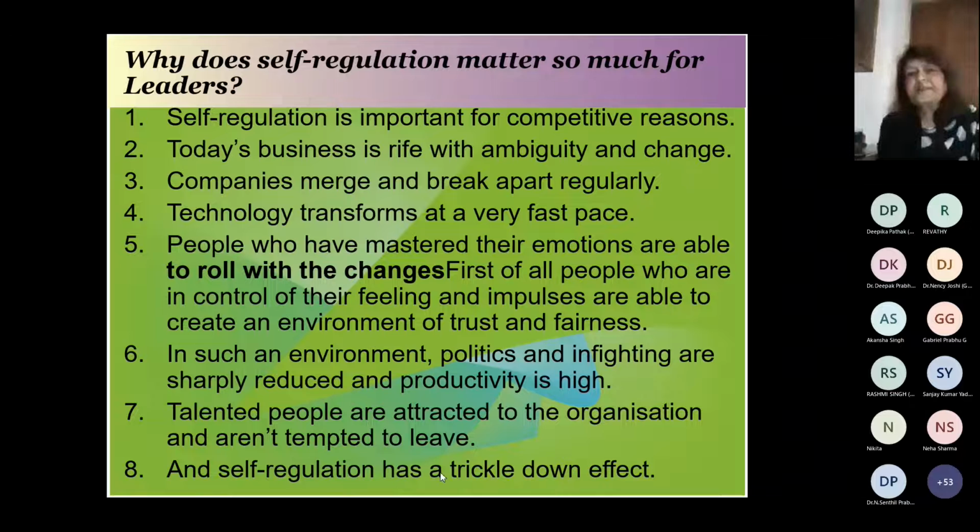Companies are merging and breaking apart. And when we have control over our emotions, we can roll with the changes. We can roll with the changes. There's so much of politics. There's so much of infighting.